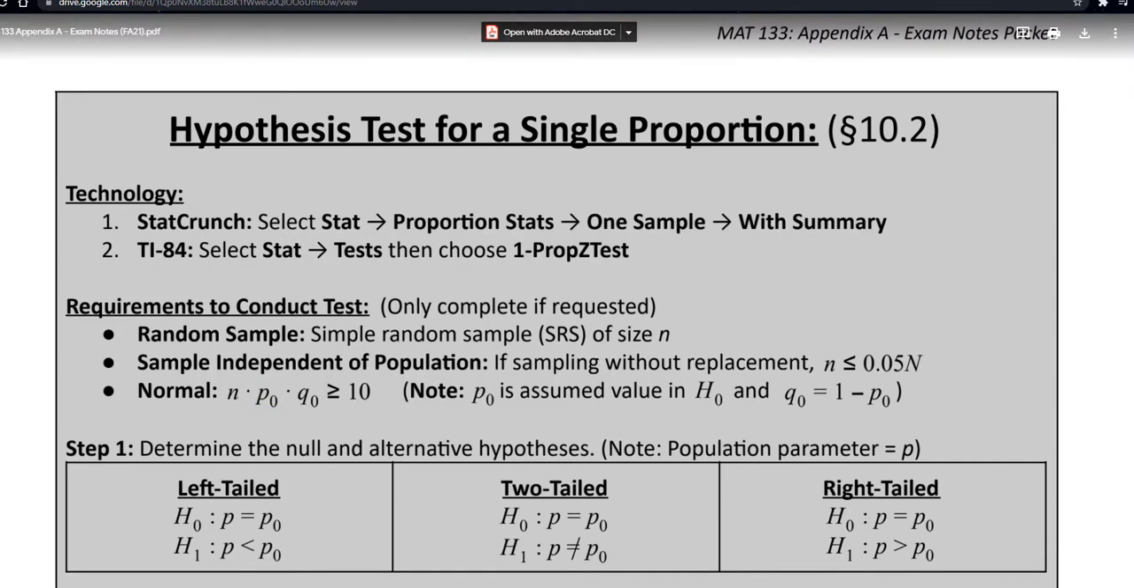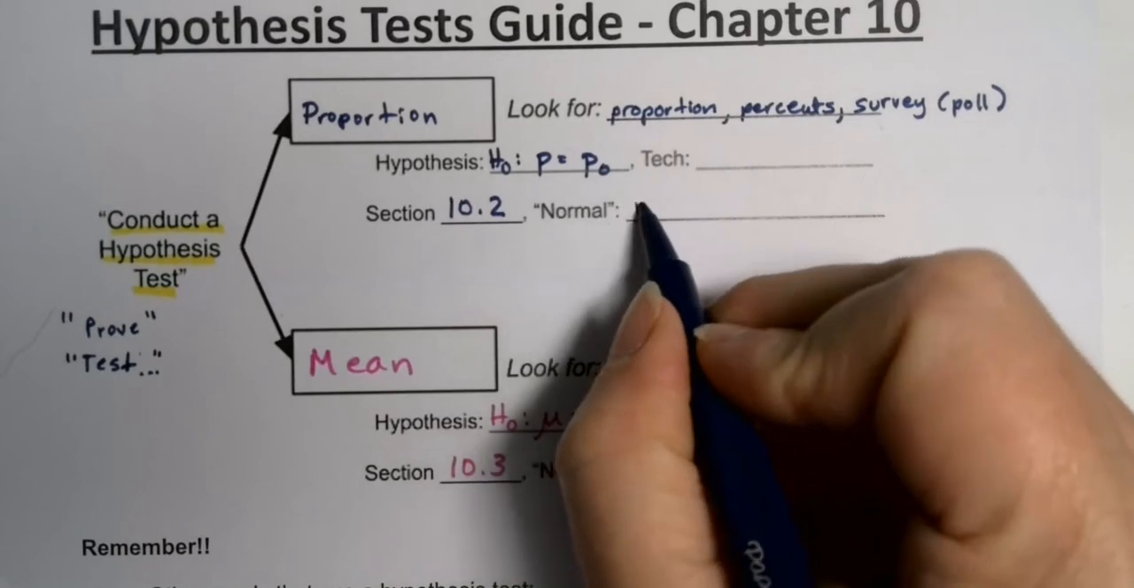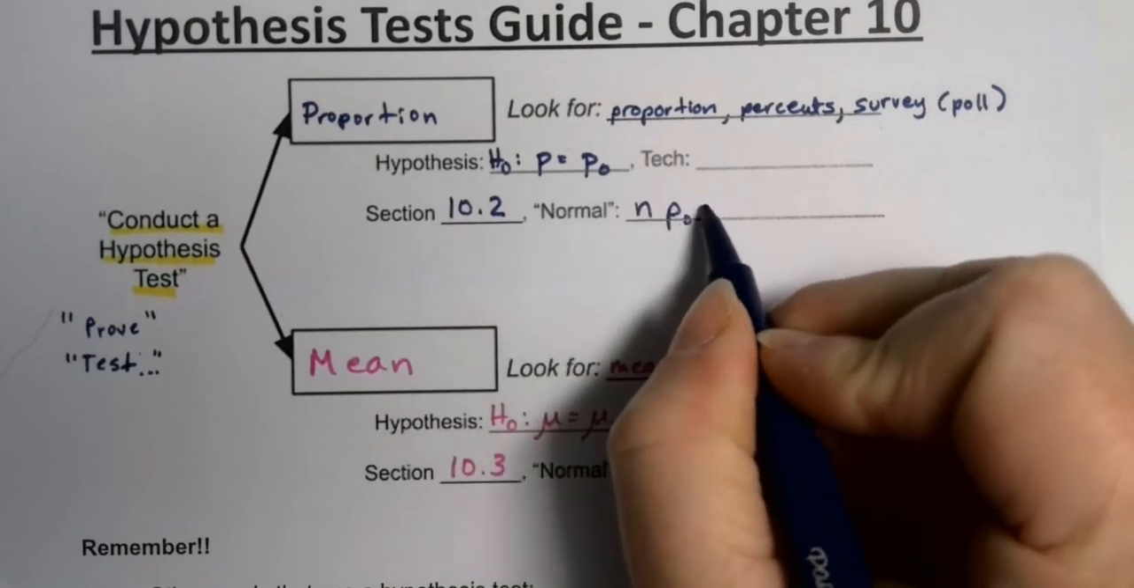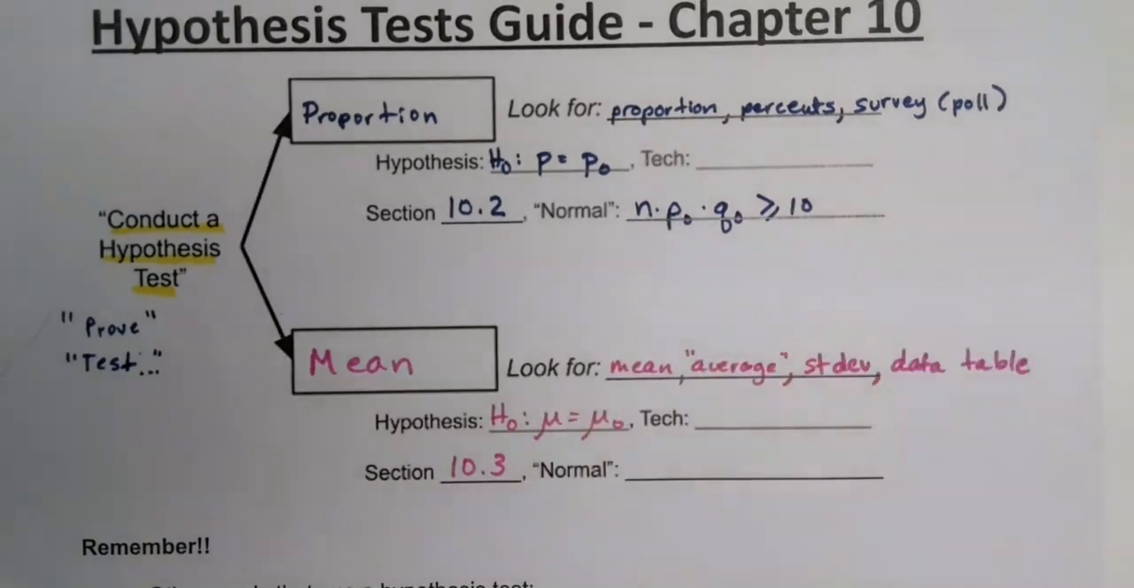All right, so let me go fill that in. If I could grab the camera, there it is. Okay, so for normal, we need n times p0 times q0 to be greater than or equal to 10. Lovely.